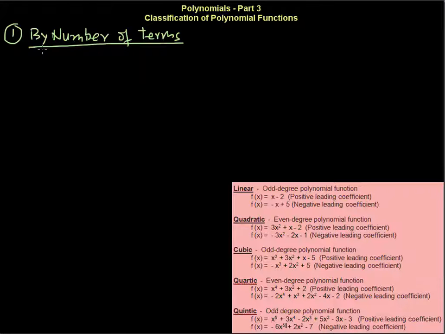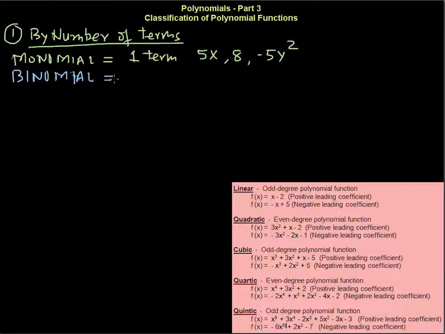Number of terms means the first one in this category can be defined as monomial, which basically has one term, and can be taken, for example, as 5x or 8 or minus 5y squared, something like that. The next is binomial.